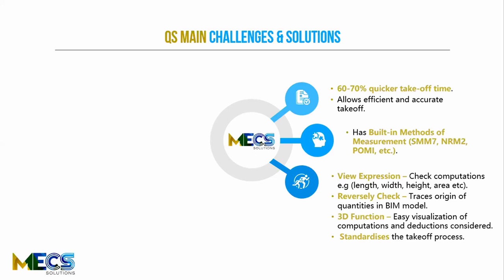We have another feature here called reversely check. So basically, let's say, for instance, you're looking at your bill of quantities. You can click on any figure, and it would show you exactly in the model where that calculation came from, where that quantity came from, which is a really powerful tool in itself. I don't think I've seen this in any other software out there.